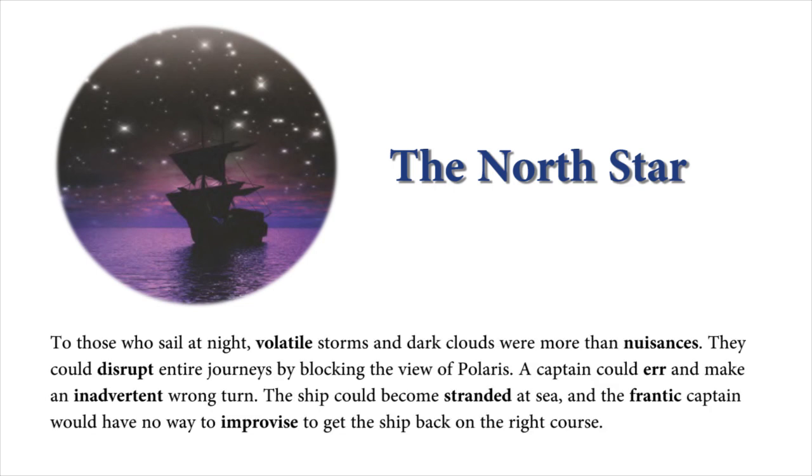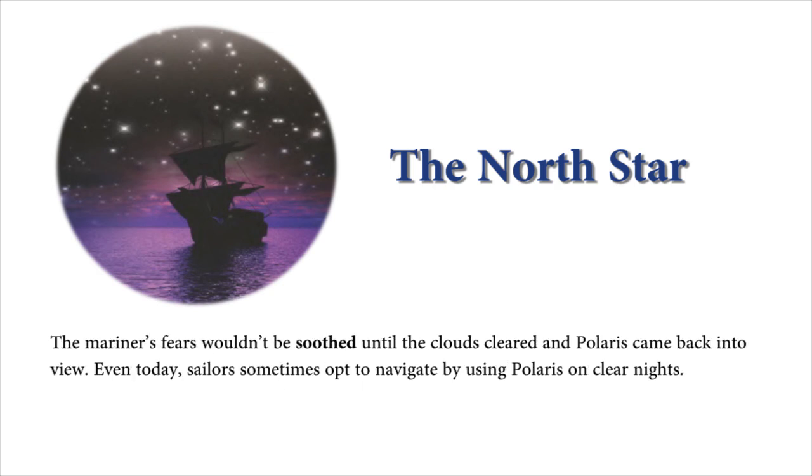To those who sail at night, volatile storms and dark clouds were more than nuisances. They could disrupt entire journeys by blocking the view of Polaris. A captain could err and make an inadvertent wrong turn. The ship could become stranded at sea, and the frantic captain would have no way to improvise to get the ship back on the right course. The mariners' fears wouldn't be soothed until the clouds cleared and Polaris came back into view.